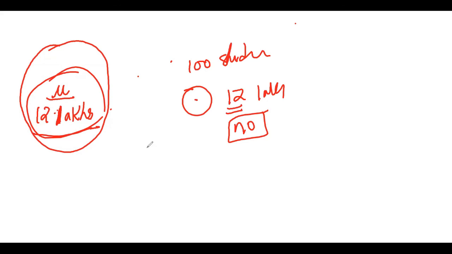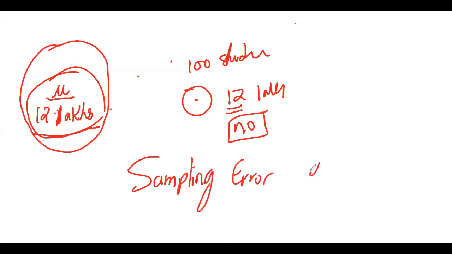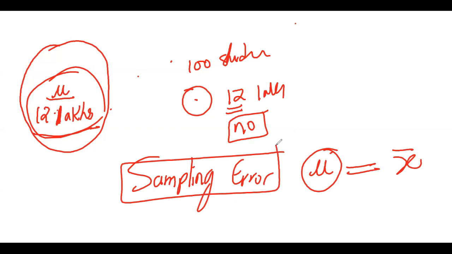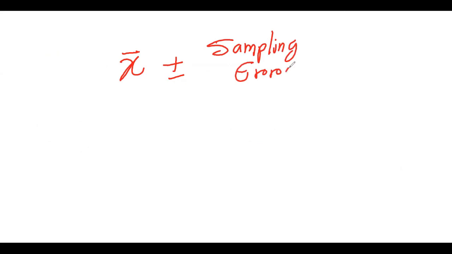So how do we address that sampling error? Sampling error means the population mean mu cannot be exactly equal to the sample mean, so some error is possible. Now how do we define that sampling error? For that we have a formula. Suppose we have the mean and we add the sampling error. This error is possible due to chance. How do we calculate the sampling error?